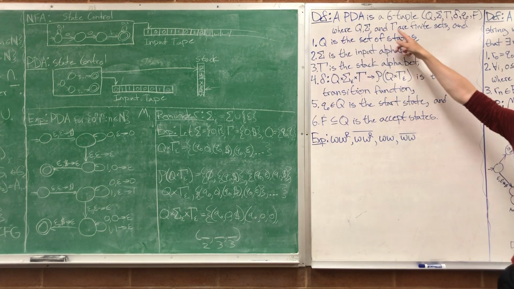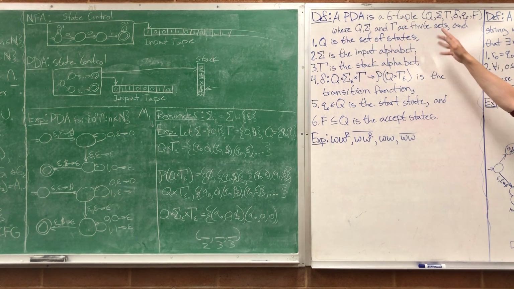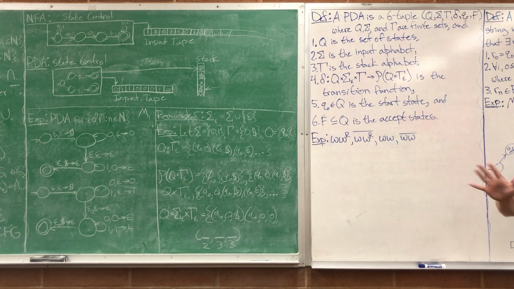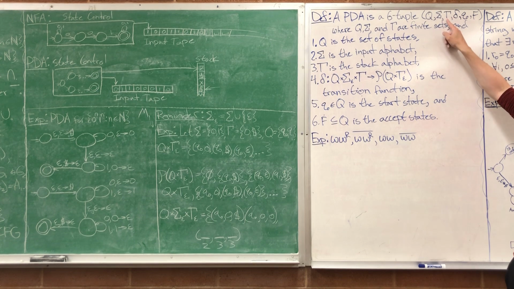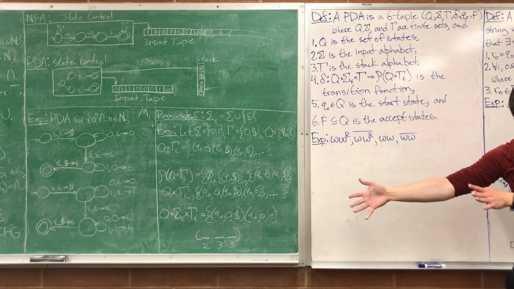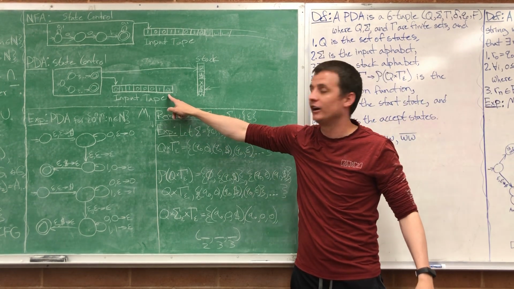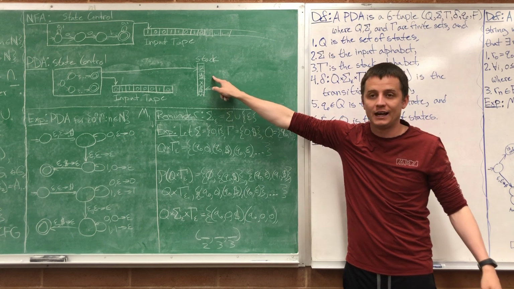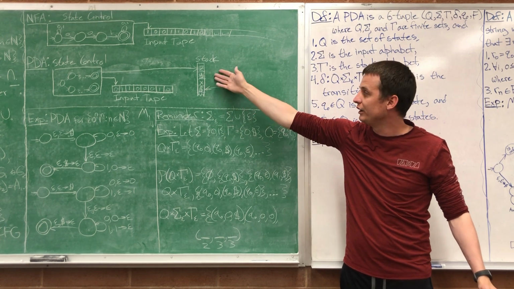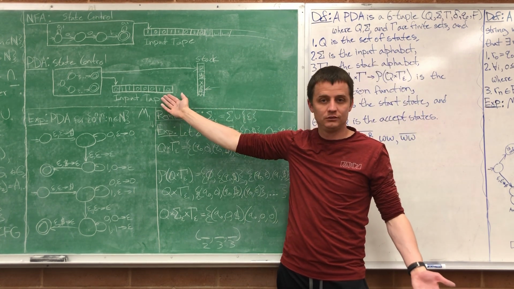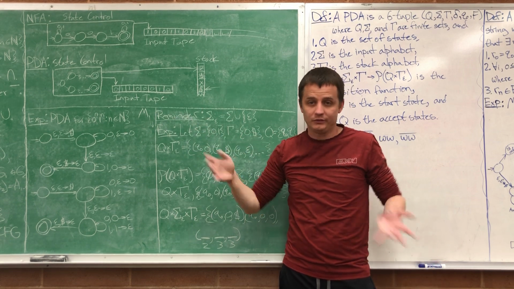Okay. A PDA is a 6-tuple now. Remember, NFA was a 5-tuple. So a PDA is going to be a 6-tuple now. The added set is going to be the gamma, which is going to be our alphabet for our stack. Because now we don't just need an alphabet for our input, but we also need an alphabet for our stack, because we can use different symbols here than we have here. Those don't have to use the same symbols. They can, they don't have to.